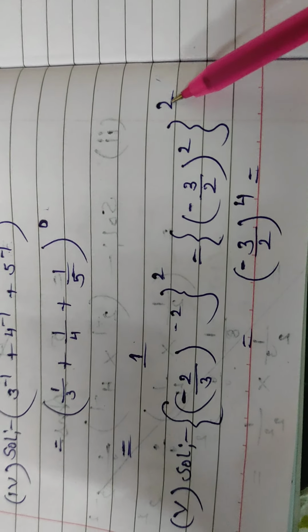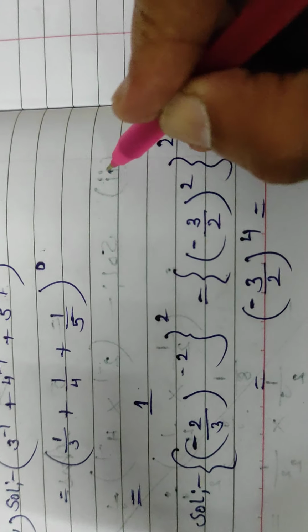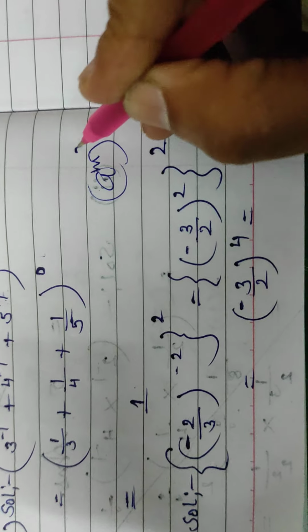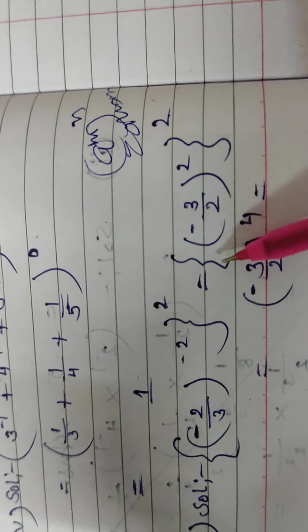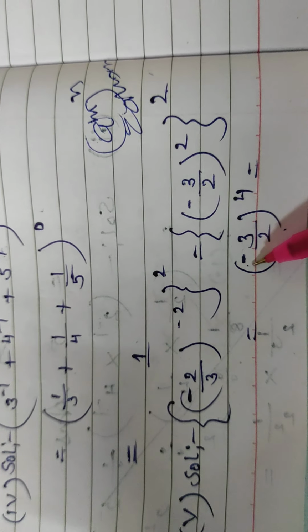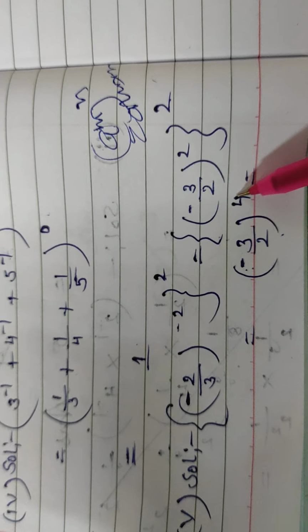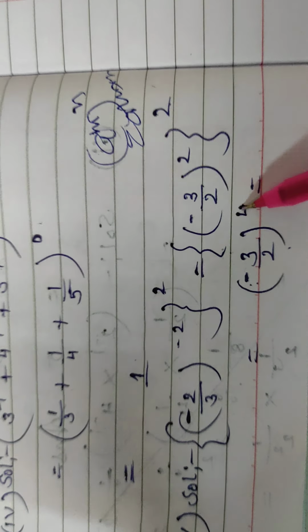Exponent is having exponent, that means a to the power m to the power n. So we always multiply. a to the power m to the power n is equal to a to the power mn. Okay, so minus 3 upon 2 whole power 4. Here you can see minus sign is having even number exponent, so positive sign, and you can simplify this.